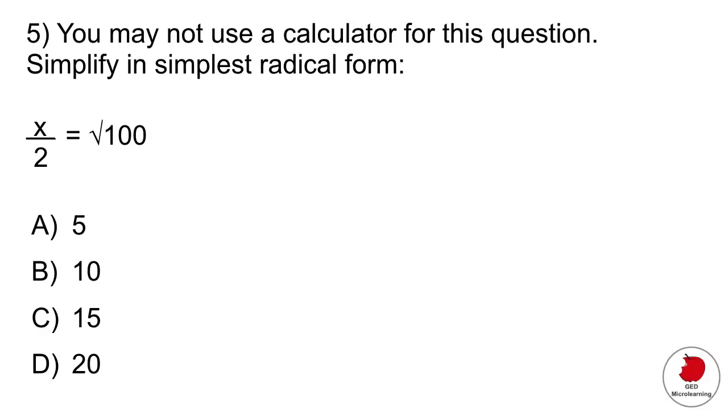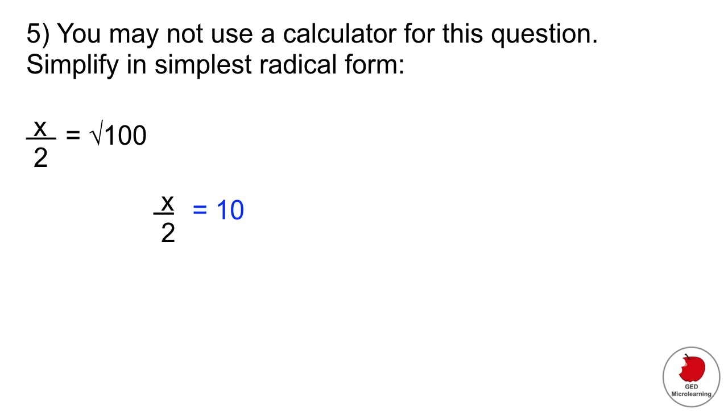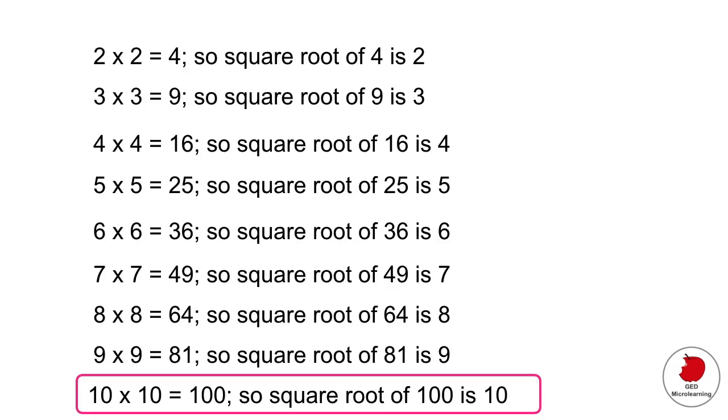All right, question 5. So now it gives us another example of reducing into simplest radical form. It says 2x divided by 2 is equal to the square root of 100. Okay, so the square root of 100 is equal to 10. Because if you look at your list that you memorized, 10 times 10 is 100. So the square root of 100 is 10.